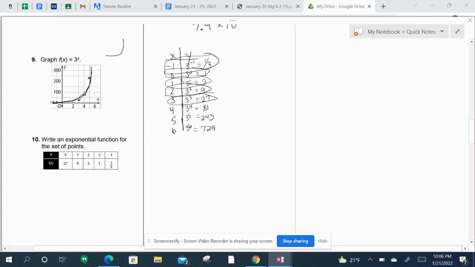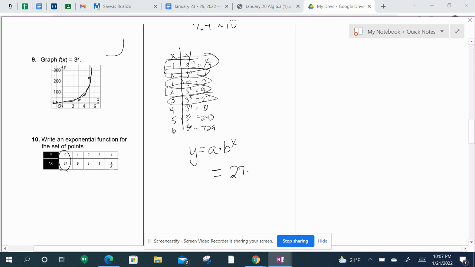And then 10 is asking us to write the exponential function. That's y equals a times b to the x power. Remember, a stands for our initial value. And so in this case, that's where x equals 0, so 27.